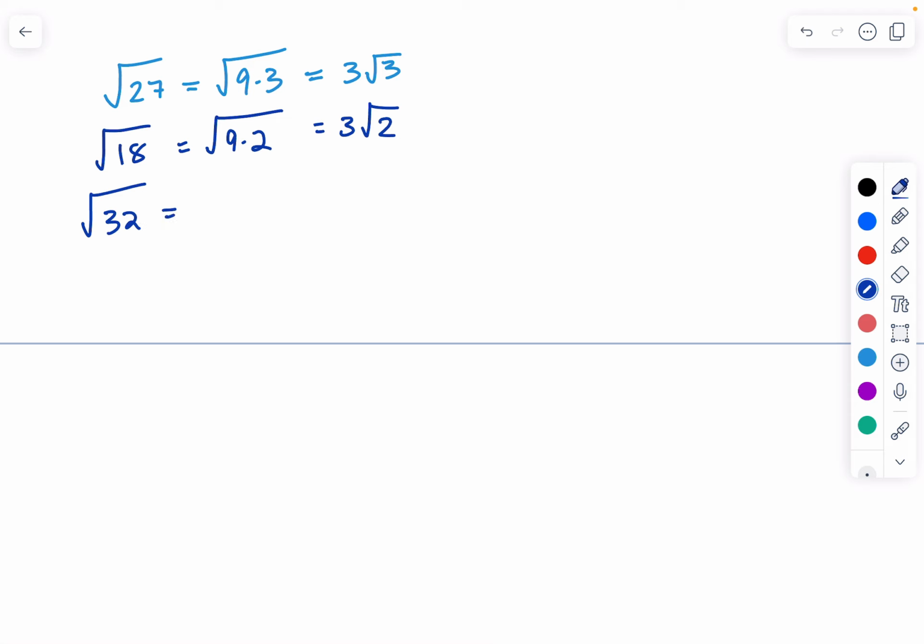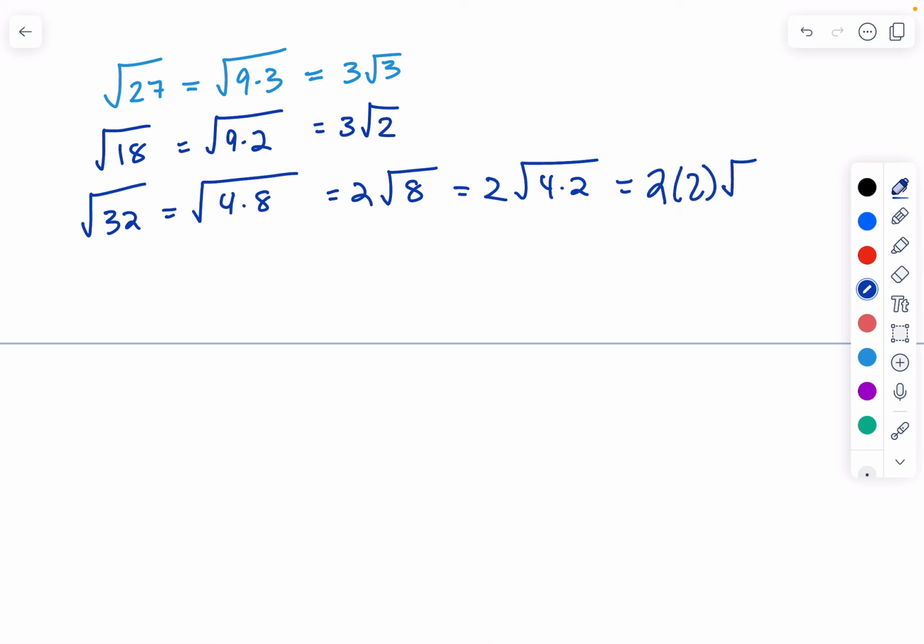You could do 4 and 8, right? The square root of 4 is 2, and 8 I would leave under the radical. But for this particular problem, you would want to keep going. You would want to keep simplifying because the number under the radical is still divisible by a perfect square. So I would keep going, and I would break 8 into 4 times 2. Square root of 4 is 2 again, so now I have 2 times 2 outside the radical, which is just going to be 4 root 2.